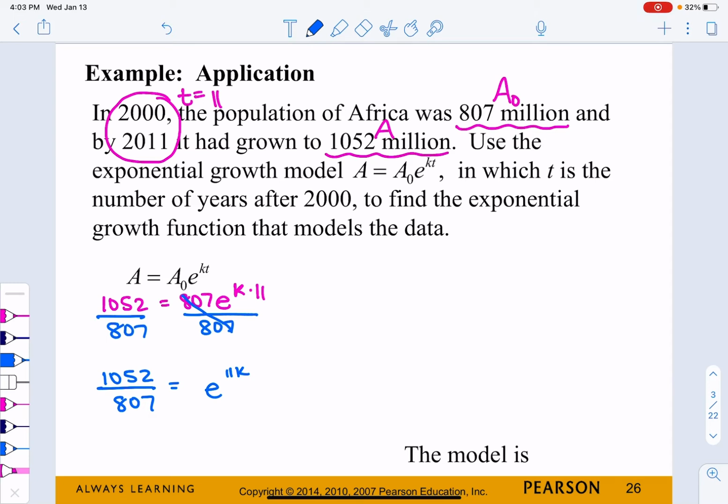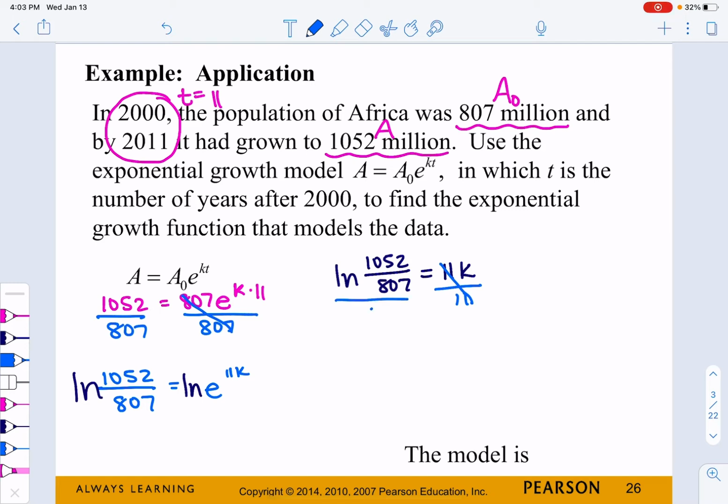From here, I need to solve for the exponent, which means we need to take the natural log of each side in order to cancel out, or to be able to solve for that exponent. So that means we have ln of 1052 divided by 807 is now going to equal the ln of e to the 11k, which is just going to leave us with our 11k. And now if I want to get my k all by itself, that means we have to divide by 11.